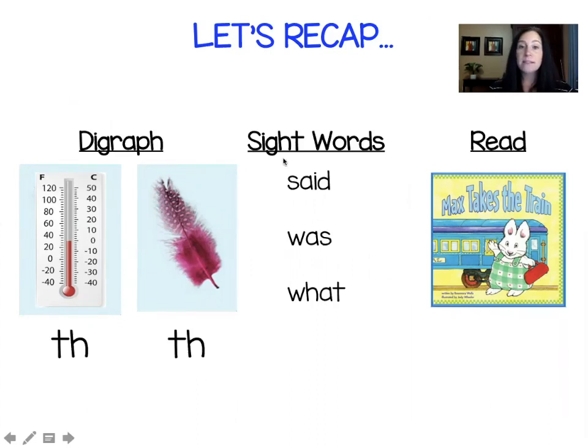We also practiced our sight words, said, was, and what. And then we read about Max Takes the Train. And we were thinking today about ways that the characters took to get to Zeke's Palace of Ice Cream, or the ways that they traveled there.